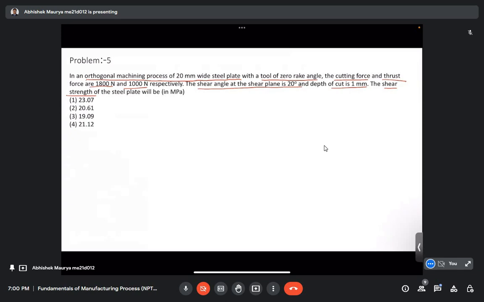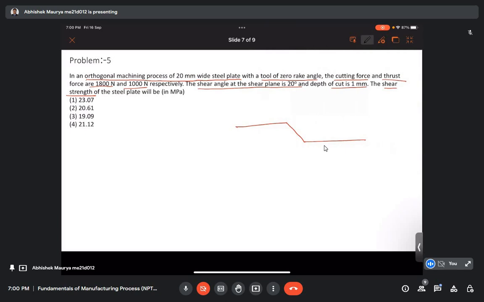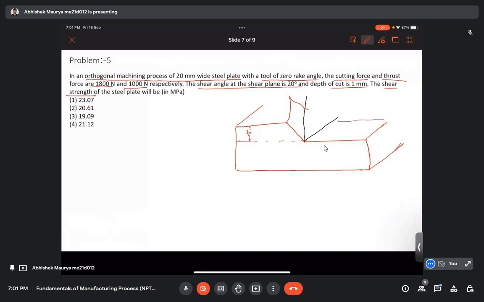Shear strength. So again, let's quickly draw a diagram and see what has been given and what has been asked. So this is the workpiece, and we have a tool. Here it is given that the rake angle is 0, so the tool will be almost perpendicular. And this is the uncut chip thickness t0. And after that, the chip will be forming. The width of the workpiece is also given, it's w.